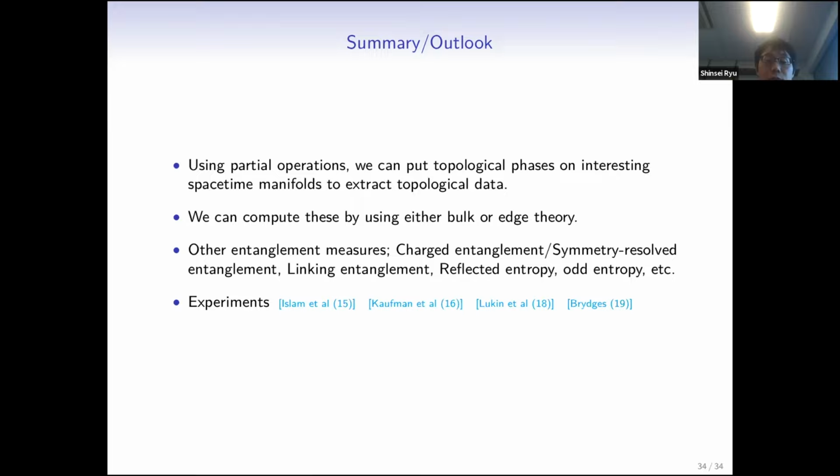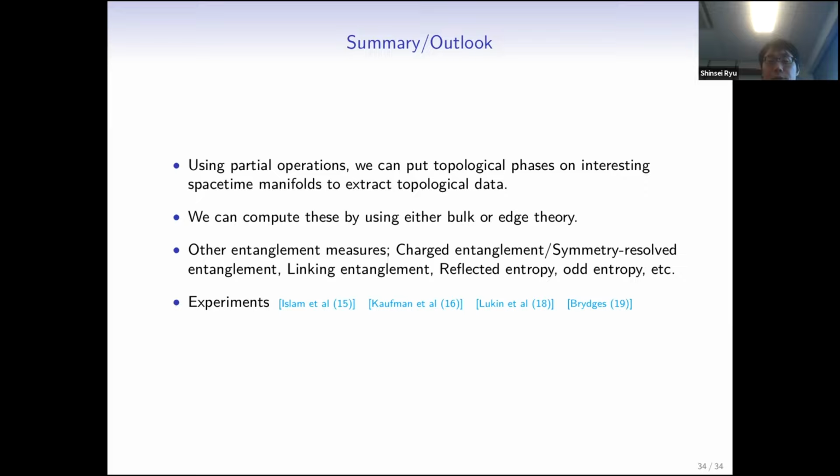Both bulk and edge theory approaches are useful to make explicit calculations for these quantities. And then there's an obvious question: how much can we push this direction? Because there's a lot of data characterizing topological liquids, and so far we are just able to capture part of the data. So can we measure or detect all such data, or maybe not all, but at least a substantial portion of topological data? How can we capture them?